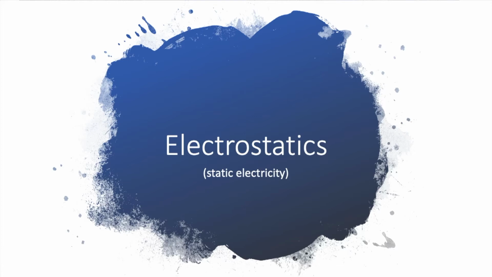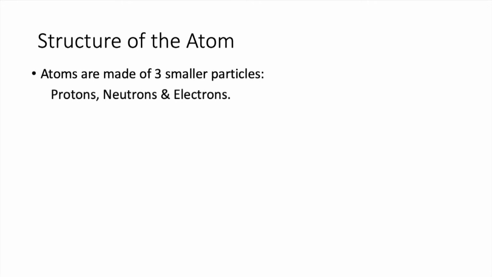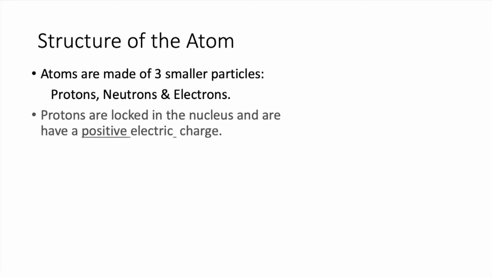Okay folks, here's the theory then. We need to go back and have another wee look at the structure of the atom. It's very important for when we're talking about electricity. So remember, atoms are made of three smaller particles, the protons, the neutrons and the electrons.